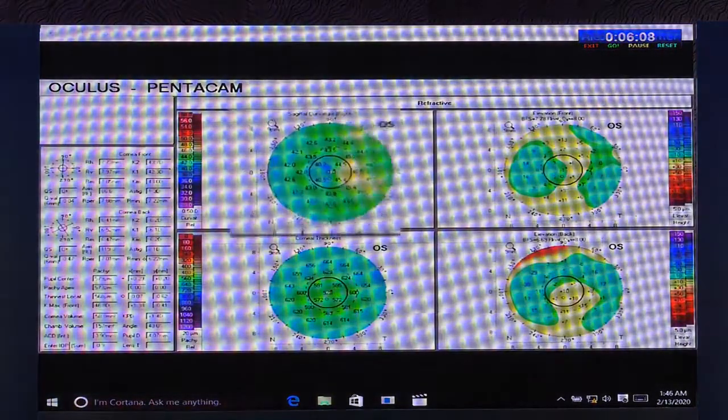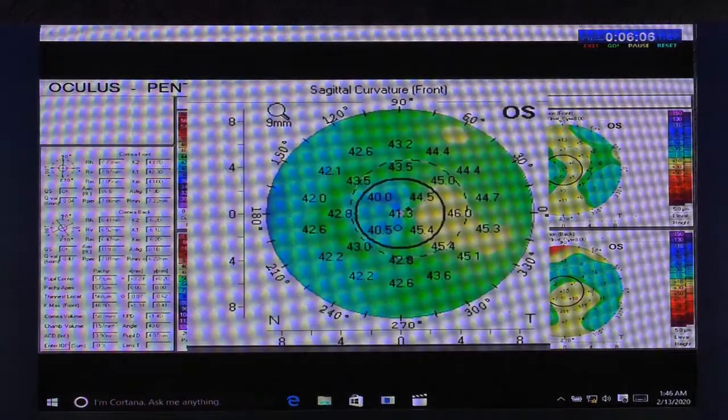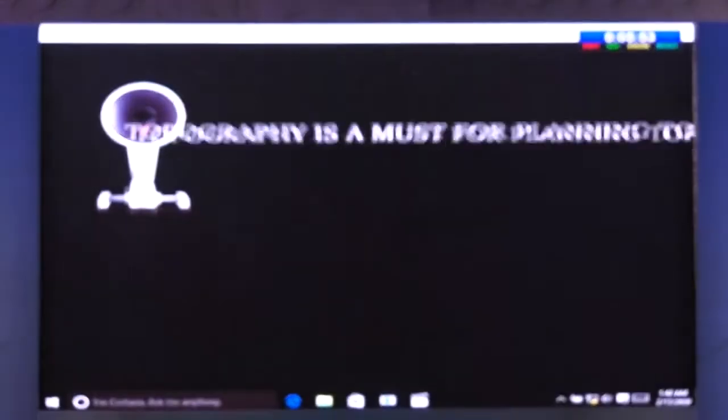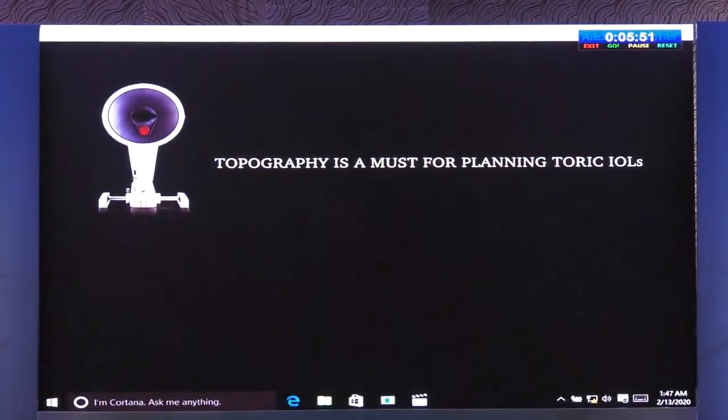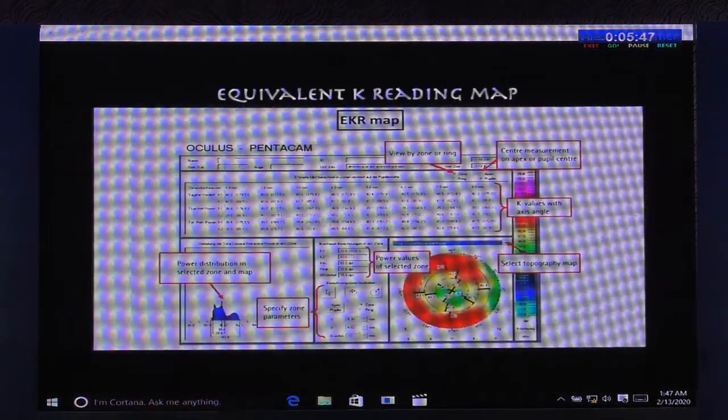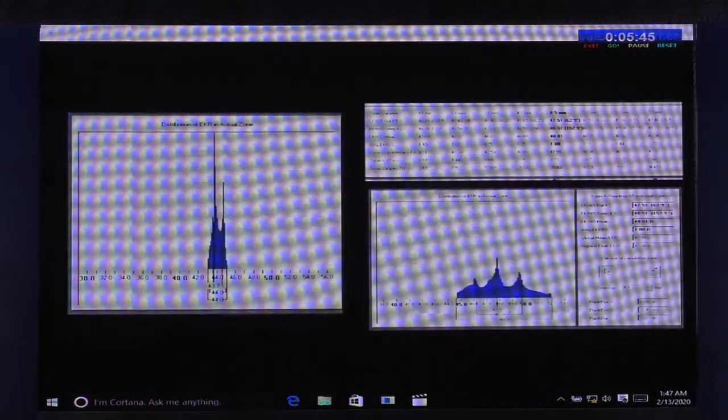After checking if all the boxes were correctly ticked, we found that the answer lay in the curvature map. The patient had an irregular astigmatism of 3.2 diopters pre-operatively. Thus, an accurate reading of topography with knowledge of the Belin-Ambrosio display map and the EKR map helps us in planning precise toric IOL implantation.